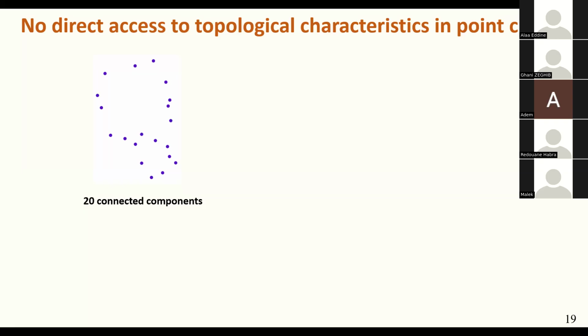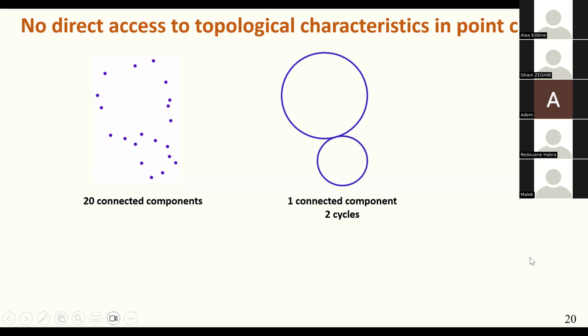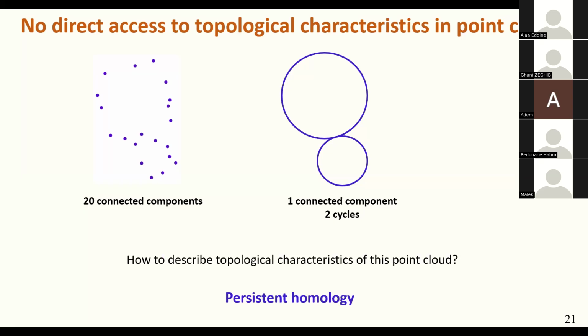But our brain can see that this point cloud has the shape of two cycles, one big cycle and another little cycle glued to it. So we can have the intuition that this point cloud represents one connected component and two cycles. And we want to formalize this idea. And to do this, we need persistent homology. We need persistent homology to describe the topological features of this point cloud beyond just the 20 connected components.